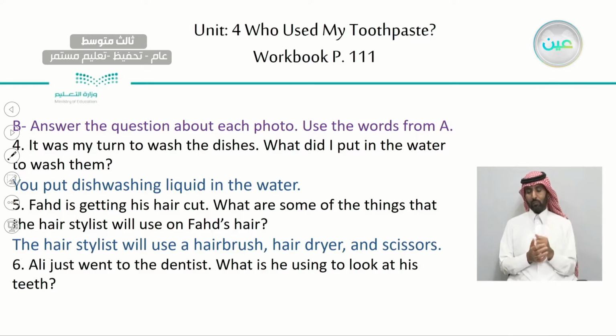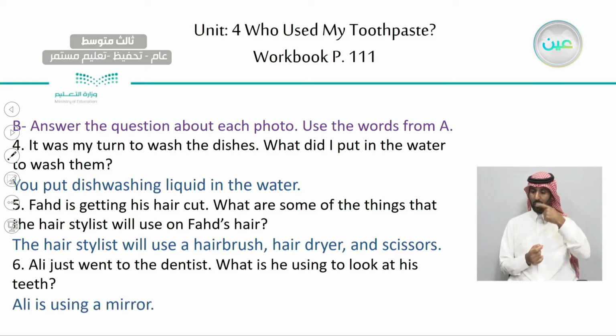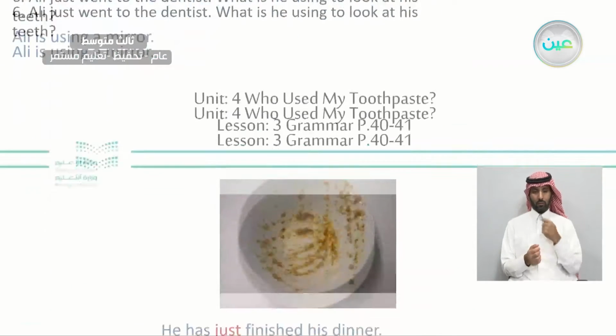The last one, 6, it's about Ali. What is Ali using to look at his teeth? When he was checking, he used a mirror. Ali is using a mirror. Okay, this is it for exercise B.